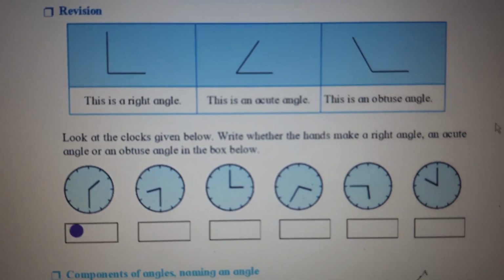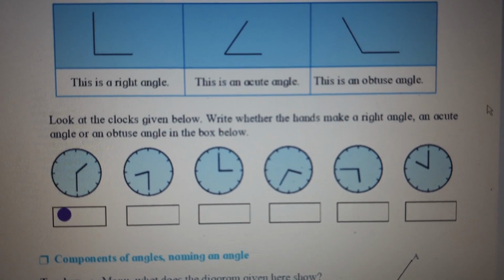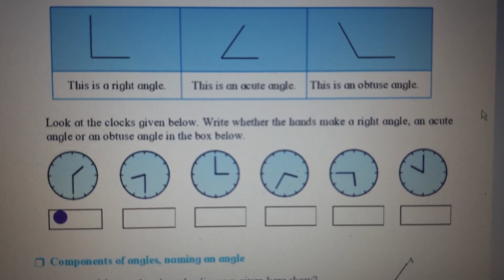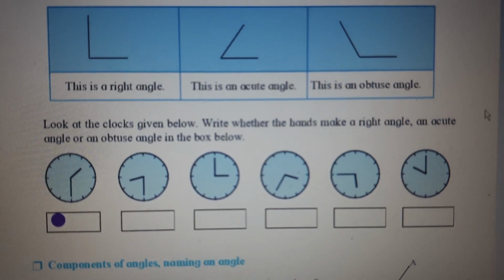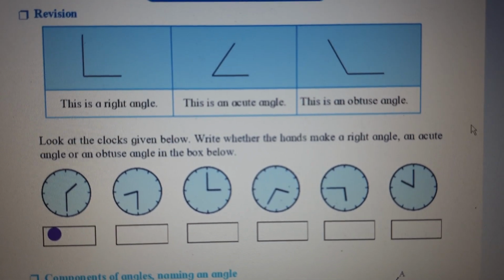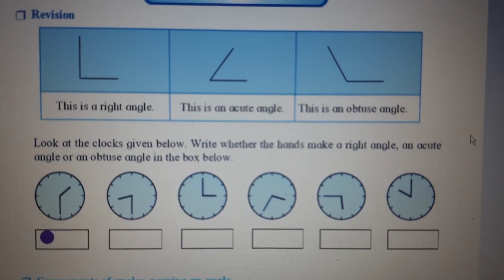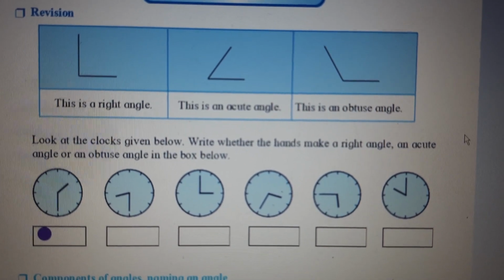So this is how you are going to compare. If the angle is less than 90 degrees, it's an acute angle. If it is more than 90 degrees, it is an obtuse angle. And if it is straight, standing line, sleeping line, it's making 90 degrees. And that is a right angle, children. Very easy.